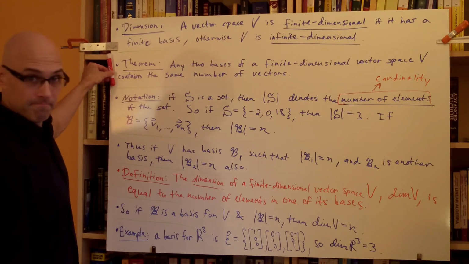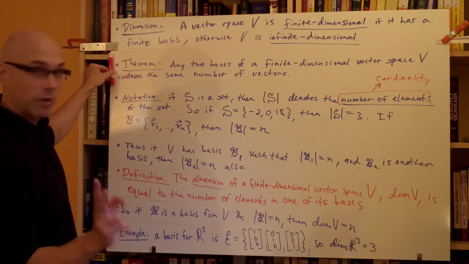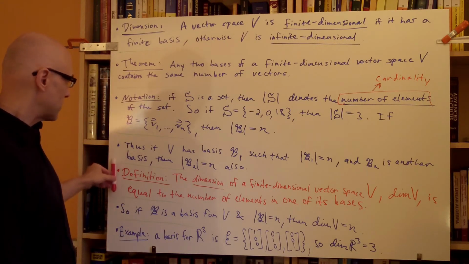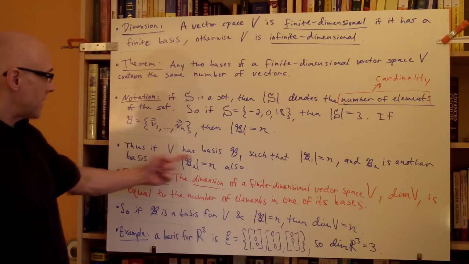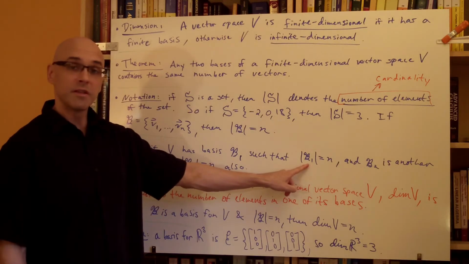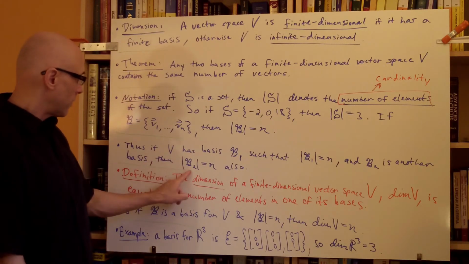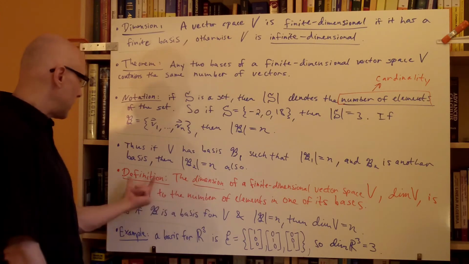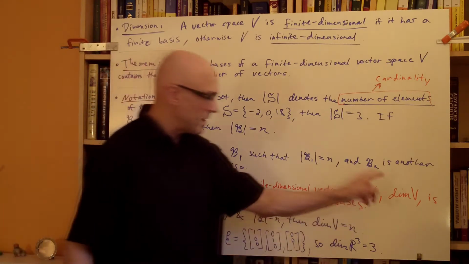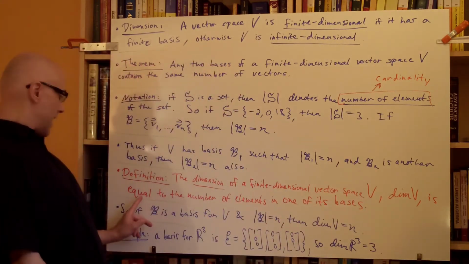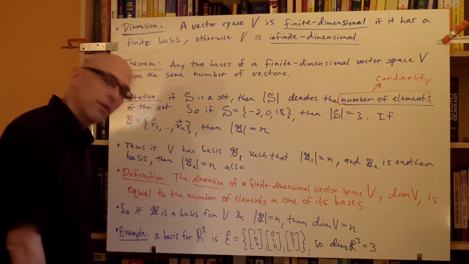But with this theorem, which tells you that for a finite dimensional vector space any two bases have the same number of vectors, you can meaningfully define what's called the dimension of the vector space. If V has a basis B1 and the number of elements in B1 is n, and B2 is another basis for V, then the number of elements in B2 is likewise n. So we can meaningfully define the dimension of a finite dimensional vector space V, which we'll denote by dim V, as being equal to the number of elements in any one of its bases. And it doesn't matter which basis that is.